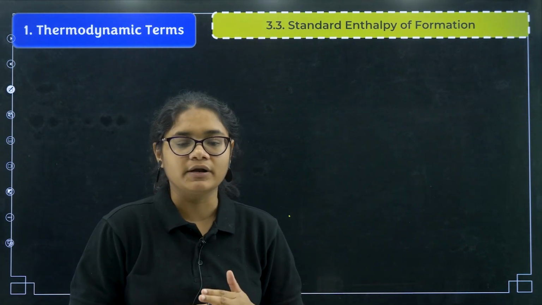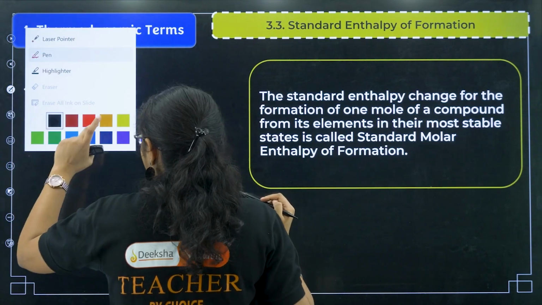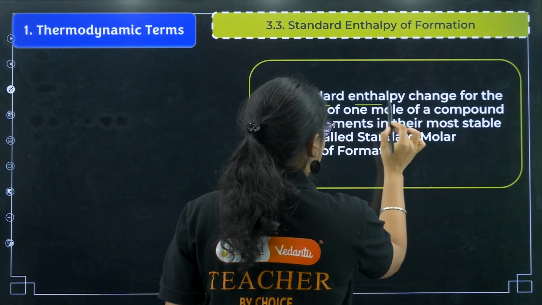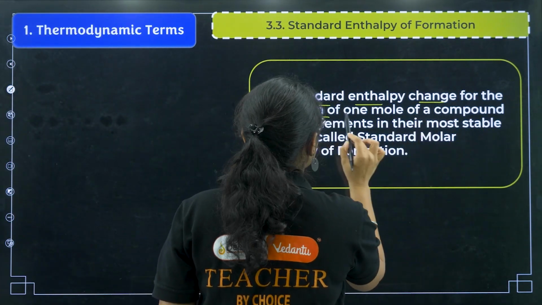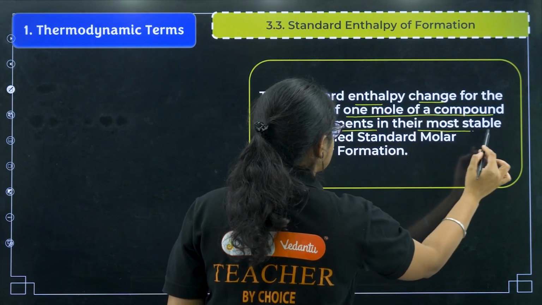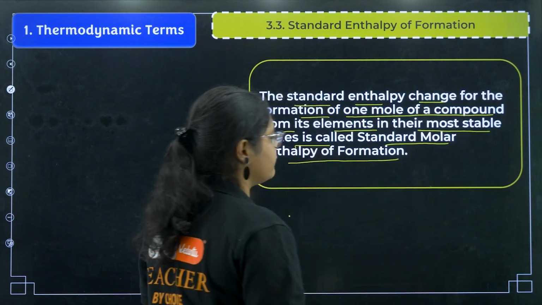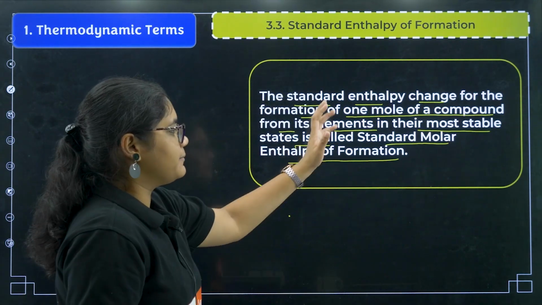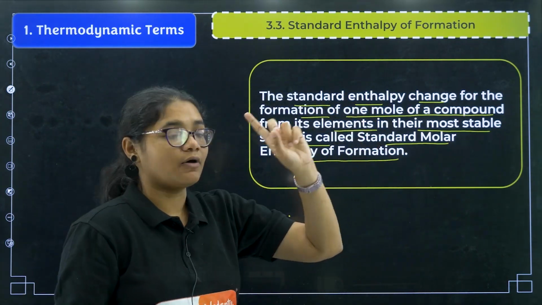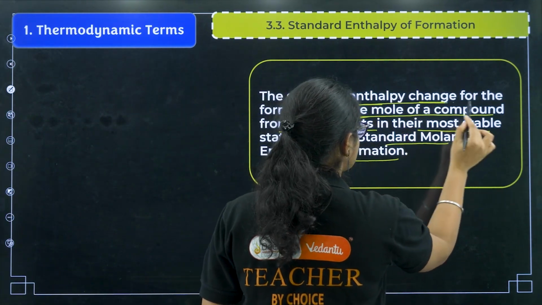This is very important. What is standard enthalpy of formation? The standard enthalpy change. Okay, standard enthalpy change for the formation of 1 mole of a compound from its elements in their most stable state is called as standard molar enthalpy of formation. Standard enthalpy change for the formation of 1 mole of a compound. This is very important. 1 mole of a compound should form.